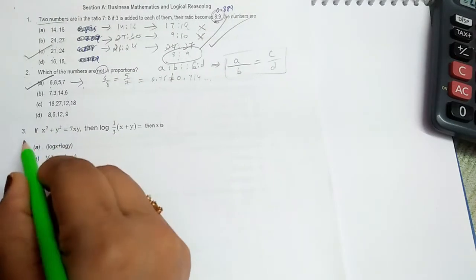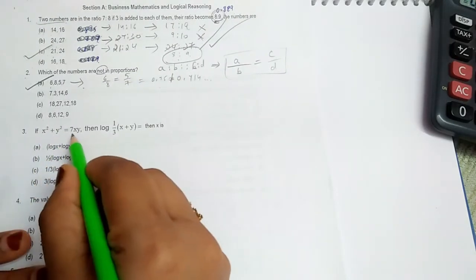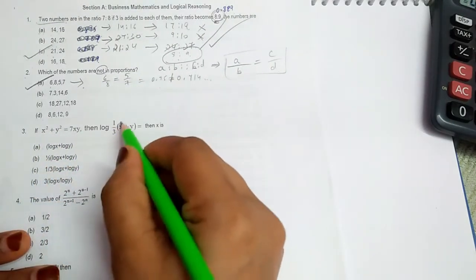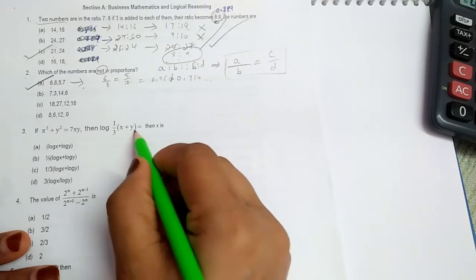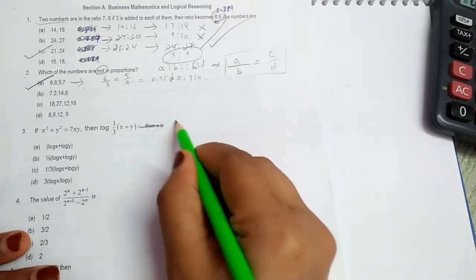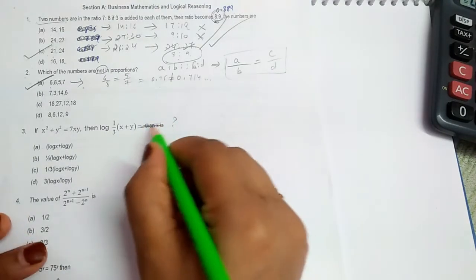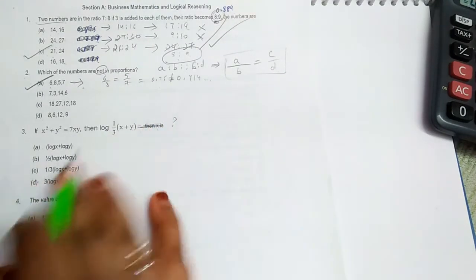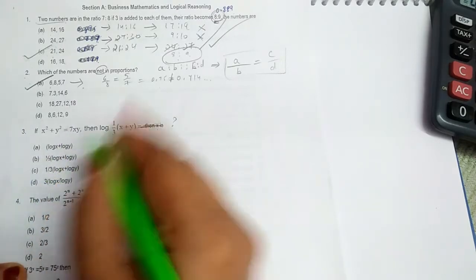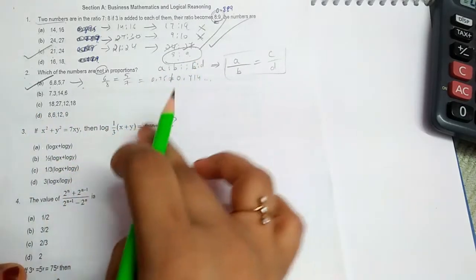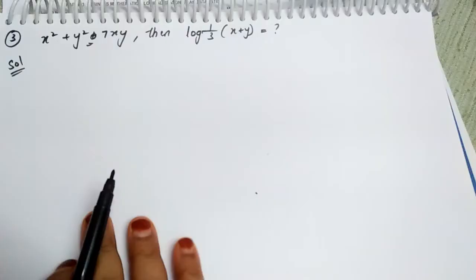Next, third problem: if x square plus y square is equal to 7xy, then log 1 by 3 into x plus y is equal to what? Okay, this is just given for the confusion. By mistake it happened to be here. So we should be getting the answer in log, and we should be trying this out. So how will we approach this problem?